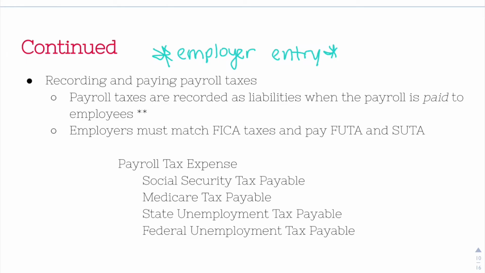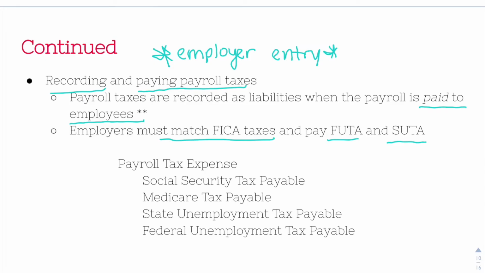So this is recording and paying payroll taxes. So this is important. Payroll taxes are recorded as liabilities when payroll is paid to employees. This usually comes up a lot. It's not a liability until payroll is paid. So make sure you know that. And then also important to note is that employers must match FICA taxes. So whatever their employees pay, they also have to pay the same amount. They match it exactly. And they pay both federal and state unemployment taxes.